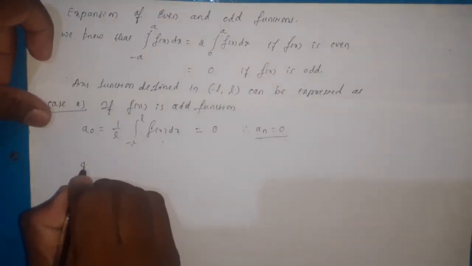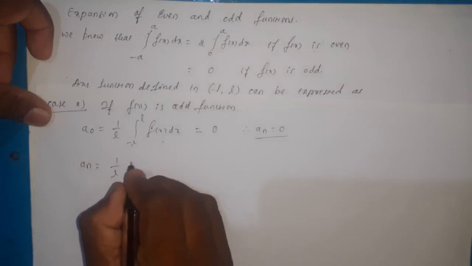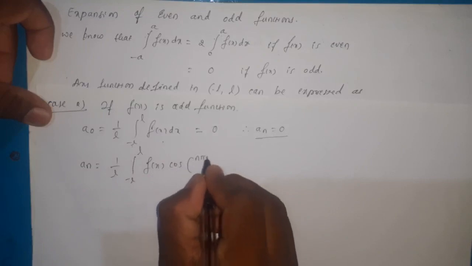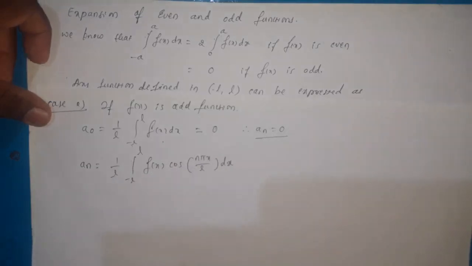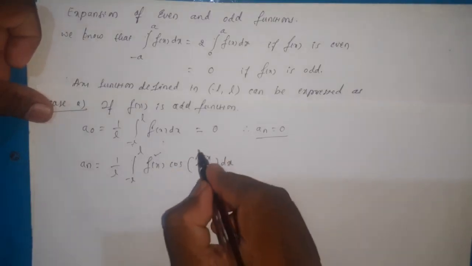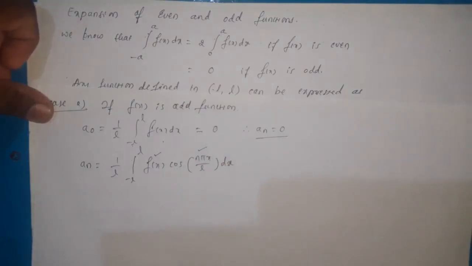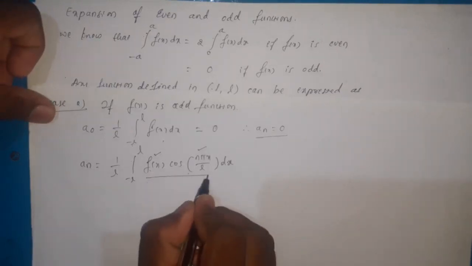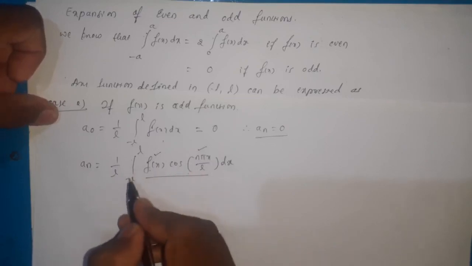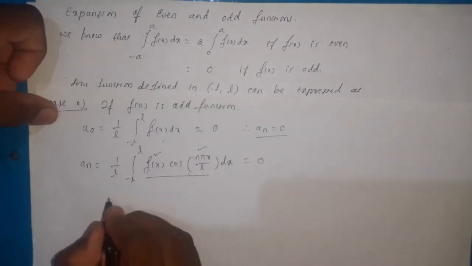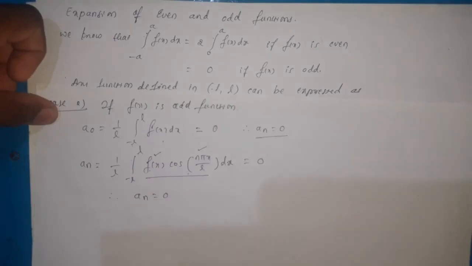And the second Fourier constant a n is 1 by L integral from minus L to L f of x cos n pi x divided by L dx. Here f of x is odd, and we know that the cos function is even. So one is odd and one is even, then the product will be odd only. So then this total function will be an odd function. If the function is odd in the interval minus L to L, then its integral value is equal to 0. So therefore a n is also 0.